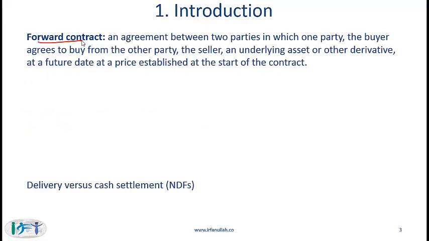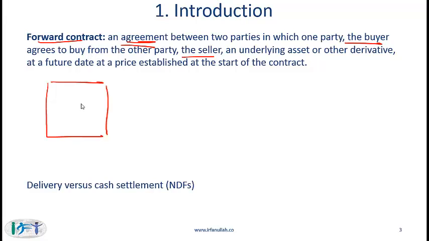First, the definition of a forward contract. A forward contract is an agreement between two parties in which one party, the buyer, agrees to buy from the other party, the seller, an underlying asset or other derivative at a future date at a price established at the start of the contract. The way you can think of this is that a forward contract is a piece of paper. That's why it's called an agreement or a contract.